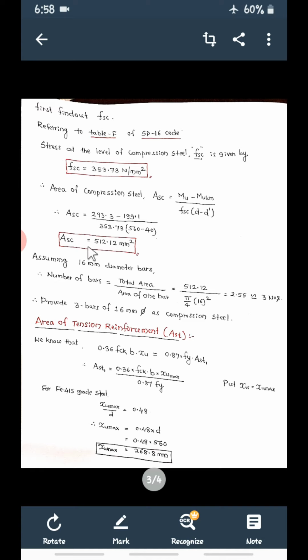Now we have to find out the number of bars. This is the total area. How many bars do we have to provide at the top? For that we have to assume the bar diameter.